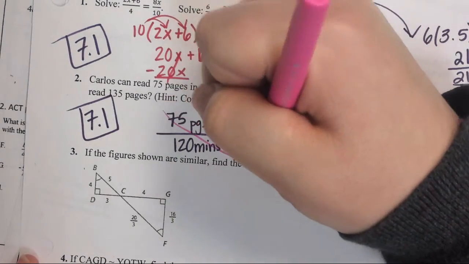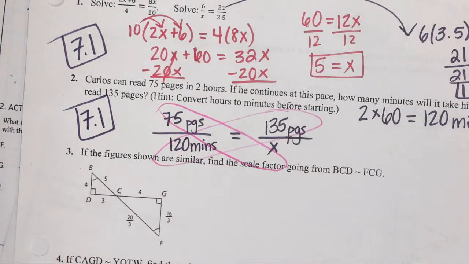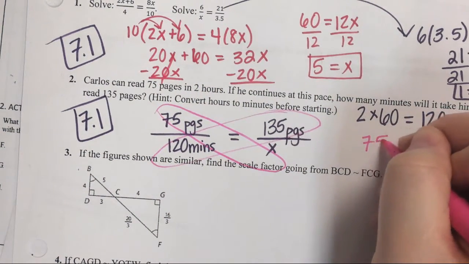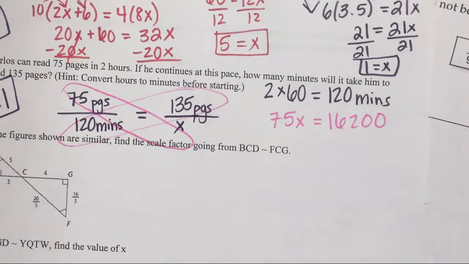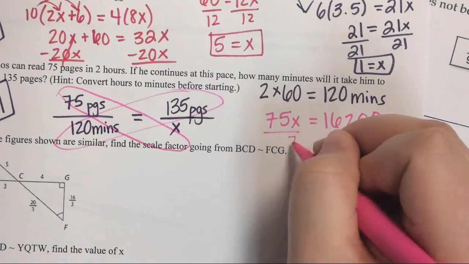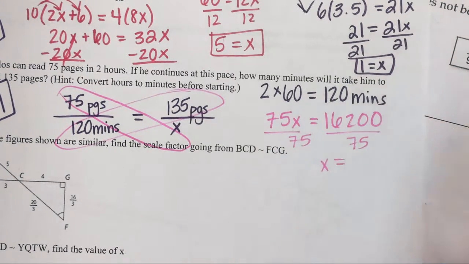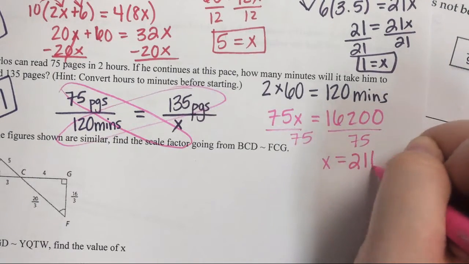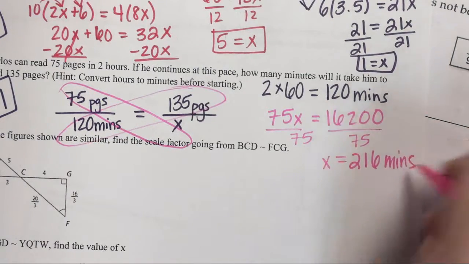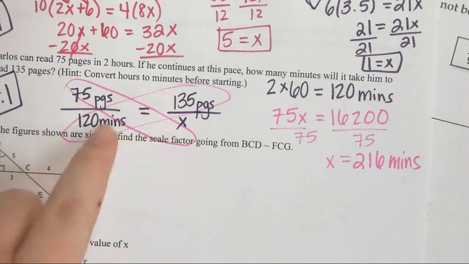What's 120 times 135? I don't know. 16200. And then when I divide both sides by 75, I get x equals what? 216? So it's going to take him 216 minutes. Let me check. I agree. Yay. Awesome job.